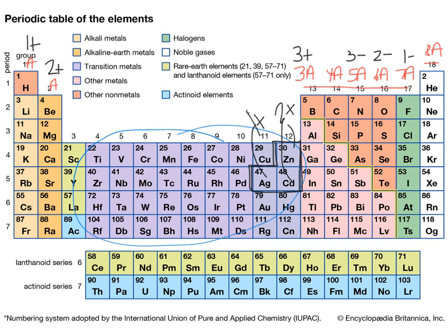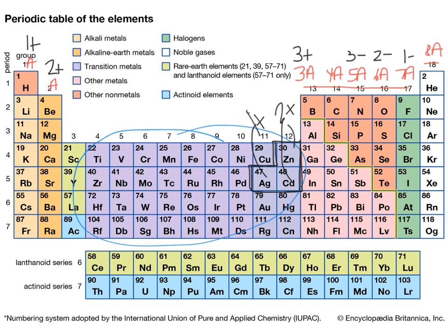So when you write out the names, you won't need Roman numerals in the names for zinc, cadmium, and silver, just like for groups 1A, 2A, 3A. But other transition metals that have more than one possible charge will need a Roman numeral in the name.